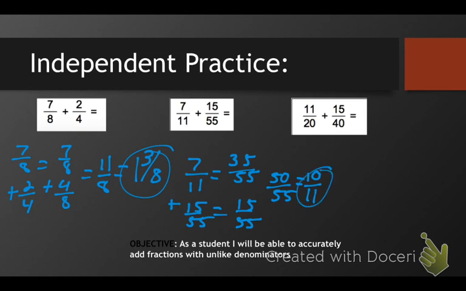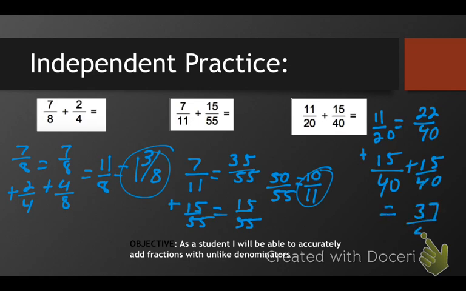You should have 10/11. Now, I'm running out of room, so I have my third one here. I'm going to do it next to the side. 11/20 plus 15/40. Okay, common denominator, if you would have done this one, should have been 40. So you should have been 22/40 plus 15/40, which gives you, if you add them together, 37/40. Now, guess what? 37 is a prime number. It does not go into 40 evenly. Our answer is 37/40, and you would be done.